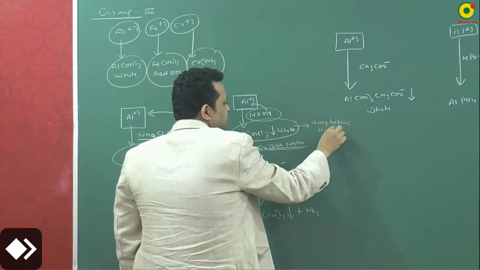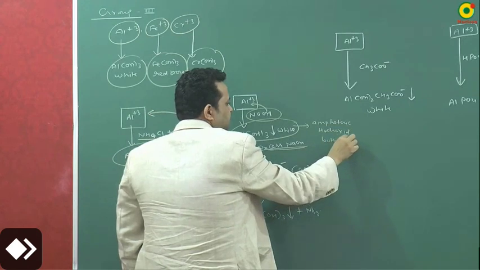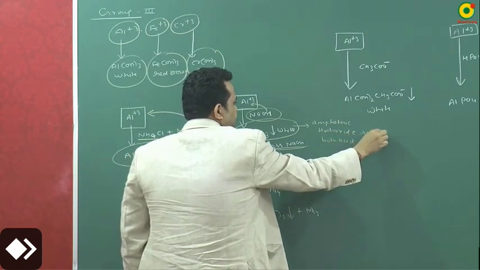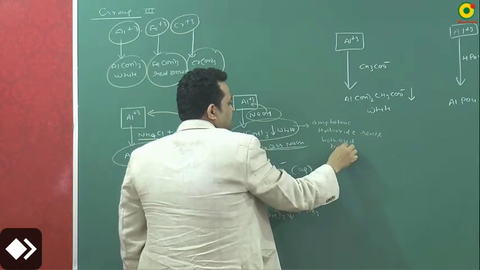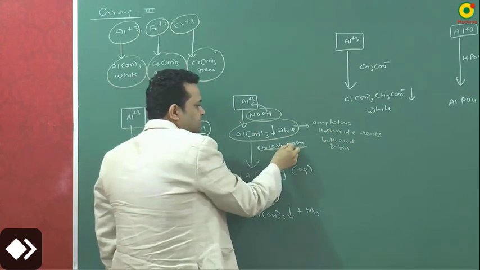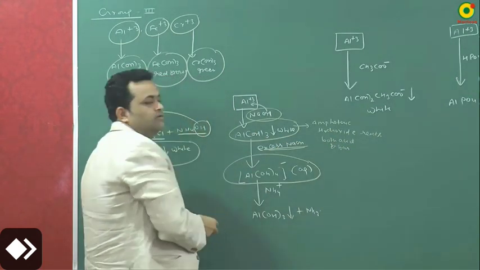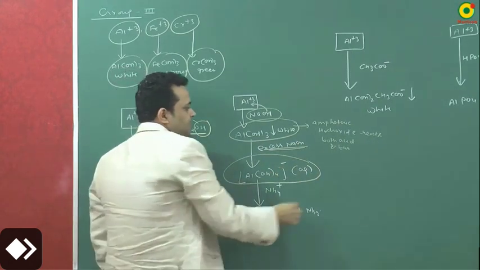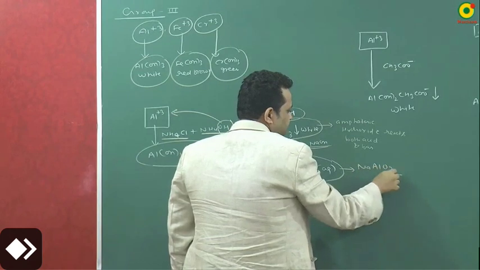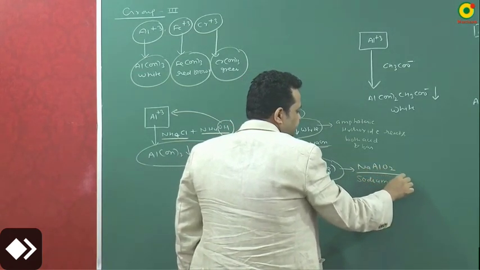Amphoteric hydroxide means it can react with both acid and base. So Al(OH)3 will react with excess NaOH and dissolve, forming an aqueous solution of Al(OH)4 minus ion. Or we can write it as sodium meta-aluminate.